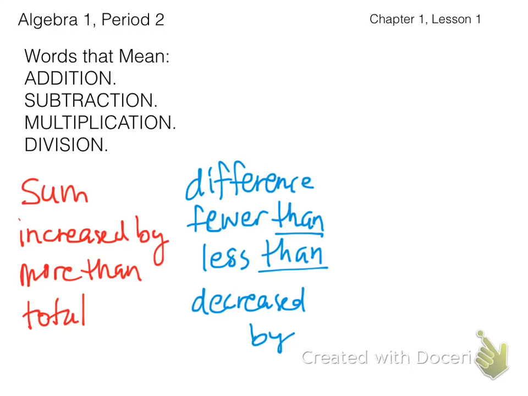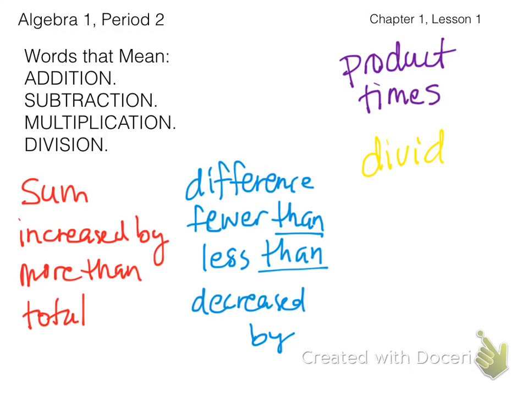And then for multiplication, I'll go ahead and do it in purple. Multiplication, you have product and times. You also obviously have multiplied by, and sometimes it can imply multiplication if you have parentheses next to something. And then for division, I'll blind you guys and put it in yellow. Division is going to be divide by, and quotient.